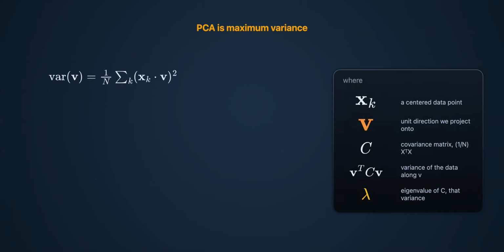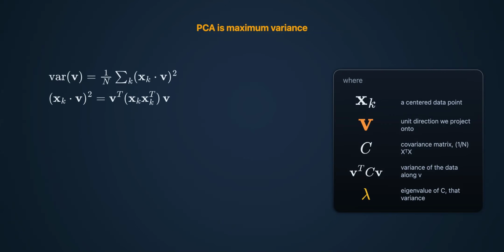And if this all feels familiar, it should. You have already met the SVD in disguise. Let us derive PCA from one question. Which direction does the data spread out the most? Center the data, pick a unit direction V, and project every point onto it. The spread along V is the average of those squared projections.